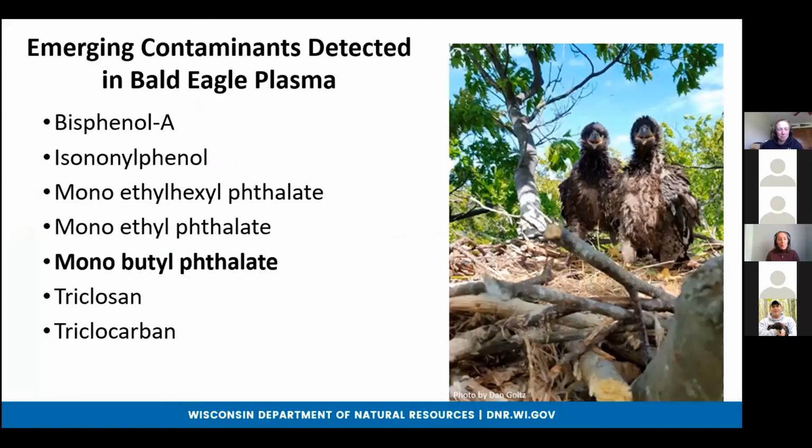So just to take a quick turn away from PFAS, just some other emerging contaminants that we've detected as a part of this program. Bisphenol A, which is in the news a lot. These phthalate compounds, I have monobutyl phthalate highlighted. Monobutyl phthalate is a breakdown product of dibutyl phthalate, which is a plasticizer compound used in numerous consumer products. And we detect that in nearly every individual. And then also some very common antimicrobials also show up in these eagles.